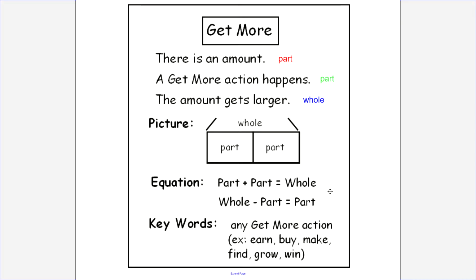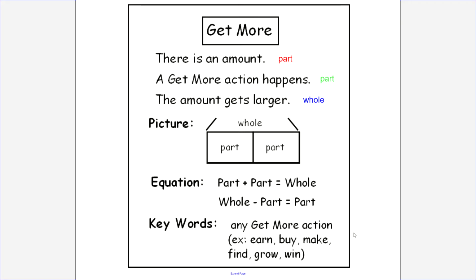When we solve a Get More equation, we either add or subtract, depending on what information is unknown in the story problem. When the whole is unknown in a Get More problem, we add, because part plus part equals whole. When a part is unknown, we subtract, because whole minus part equals part.